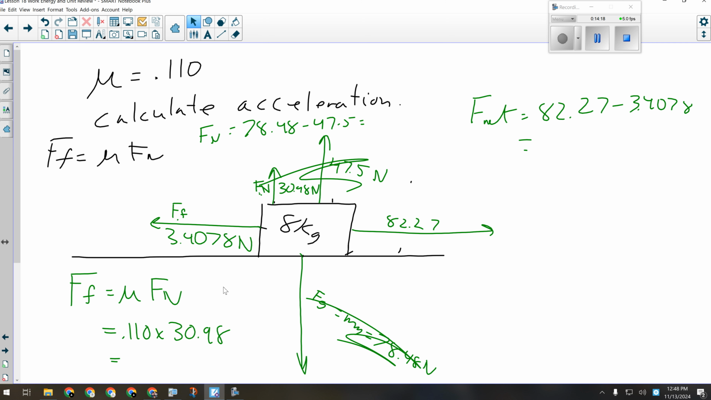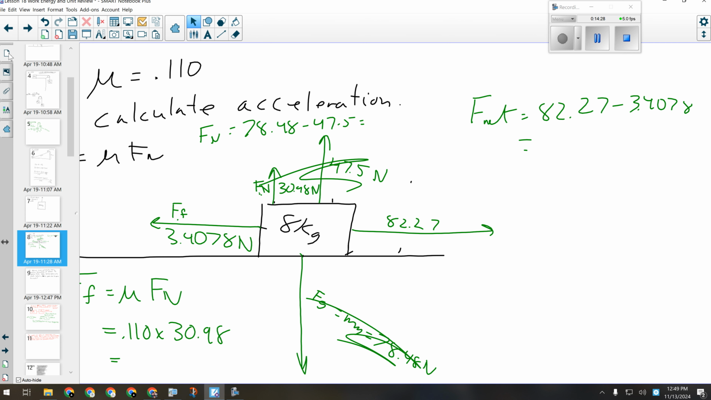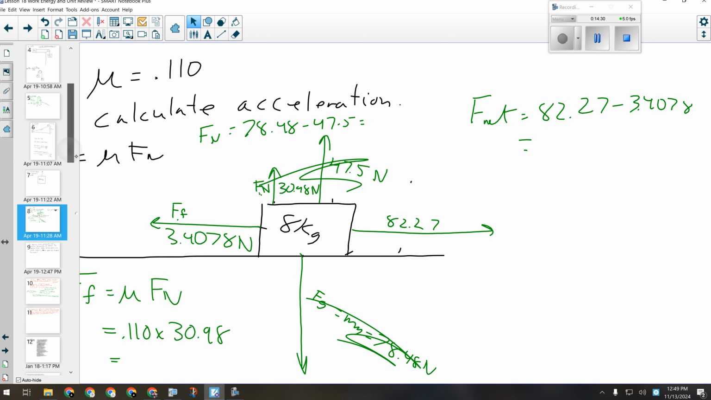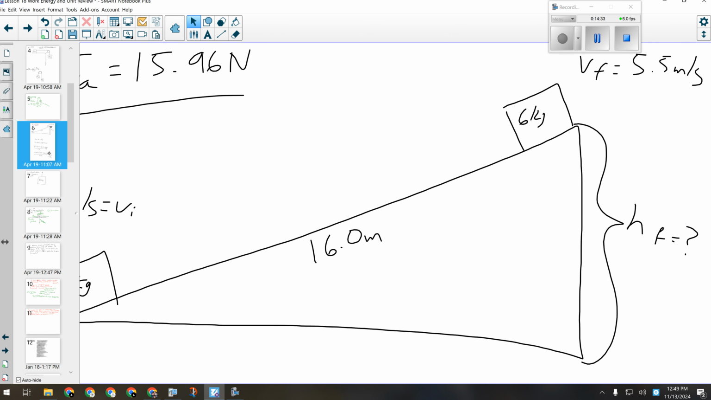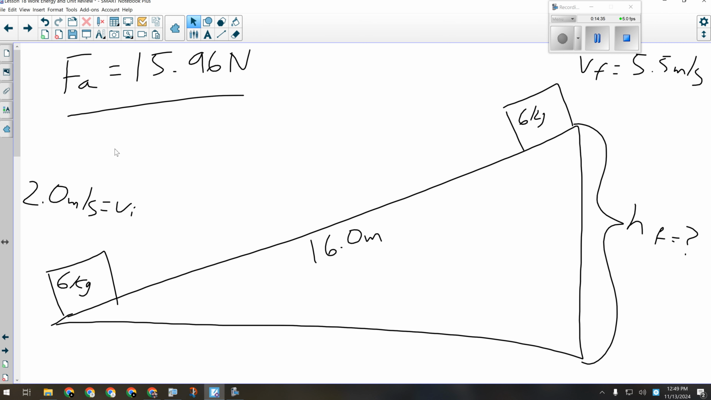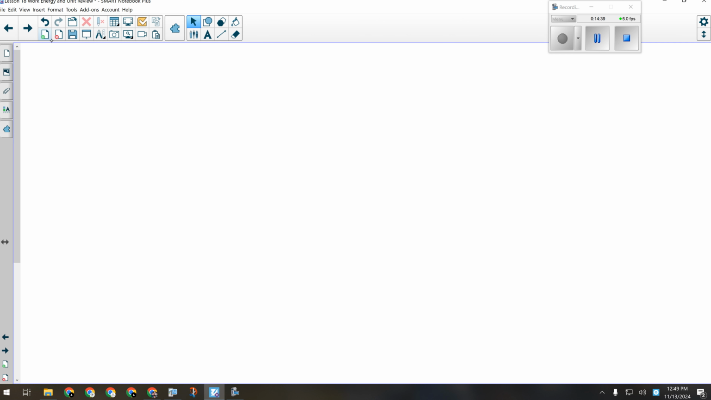What else? Inclined plane? Oh, that's an energy question. I'll just make one up. Did you want it as an energy or a Newton question? Doesn't matter? Okay.